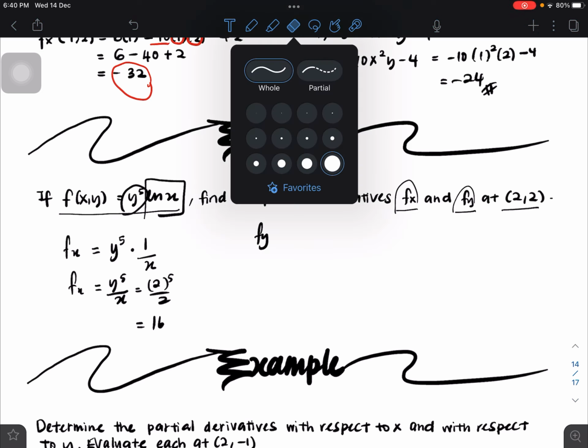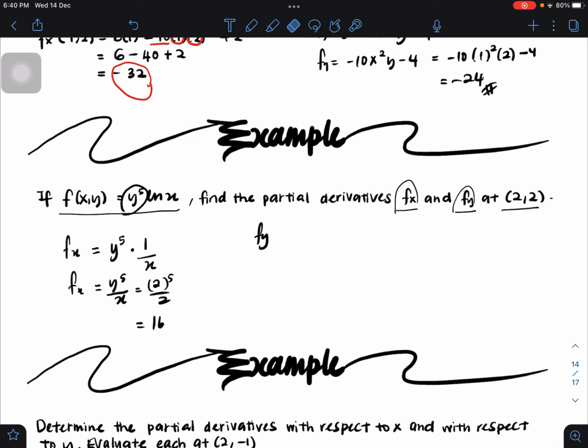Now you want to find the derivative in the direction of y. So in the direction of y, your x will be constant. So this one is constant. No need to do anything. You just need to write it back because it's a constant. Now we just need to differentiate this one.